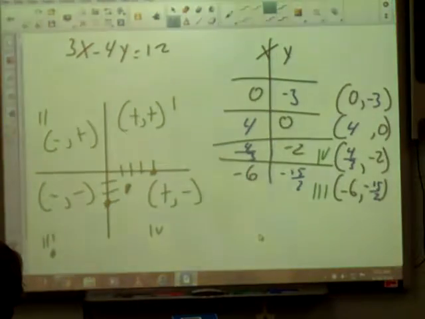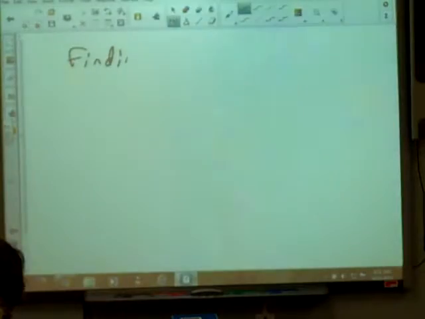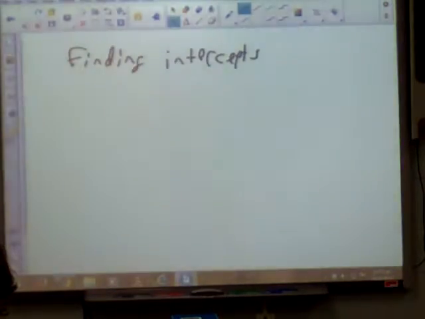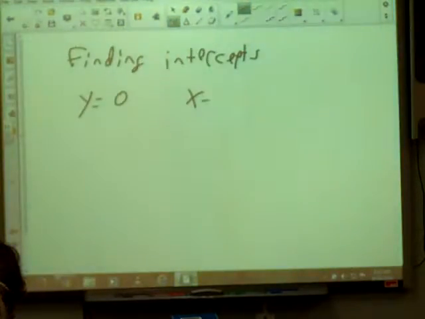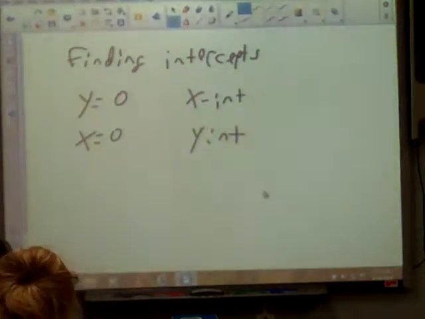Alright, I was hinting to you earlier, everybody got that one? Got what you need there? I was hinting to you earlier about X and Y intercepts, so we're going to go ahead and talk about intercepts. When we are finding intercepts, we're going to let Y equal 0 to find the X intercept. And we're going to let X equal 0 to find the Y intercept.